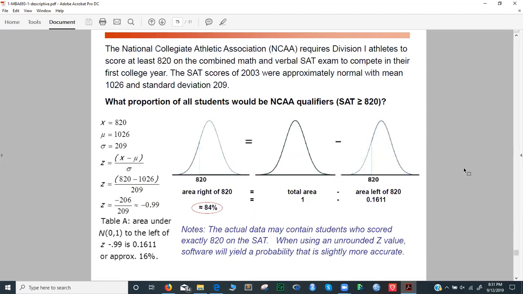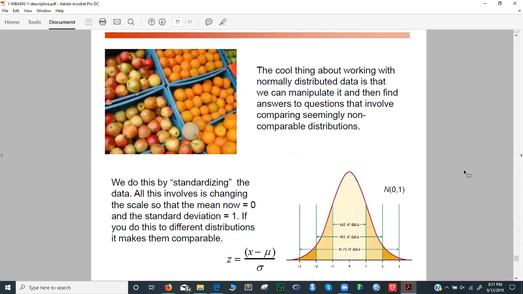Another example on NCAA qualifiers. I think the book they used to use for undergraduate, they used to use this example over and over again because people like sports, so they like to analyze sports data. Same kind of business here. We're talking about how to find z-scores. There's the formula again. Z equals the data point minus the mu of the data set, divided by sigma.